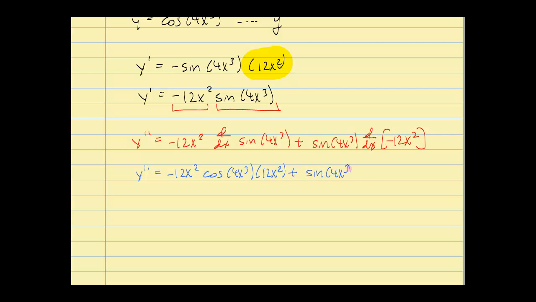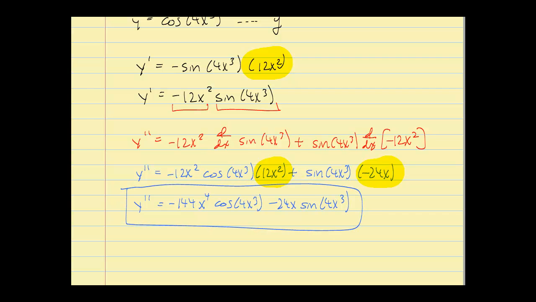Okay, the derivative of negative 12x squared in this particular case is going to be negative 24x. Now, these are coefficients. Pull them out front. This is a coefficient. Let's pull it out front. So I get y double prime is equal to 12 times 12 is 144, and that's negated, x to the fourth cosine of 4x cubed minus 24x sine of 4x cubed. And there's some simplifications that we can do here. We can pull out at least a factor of 12. It looks like we can pull out an x, but this is my first derivative, slope of the tangent line at anywhere along the graph.